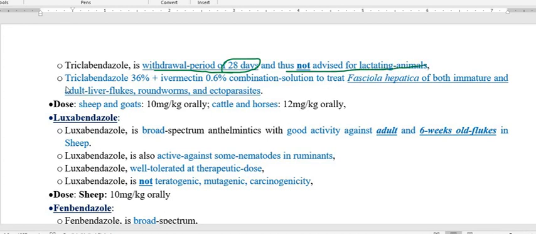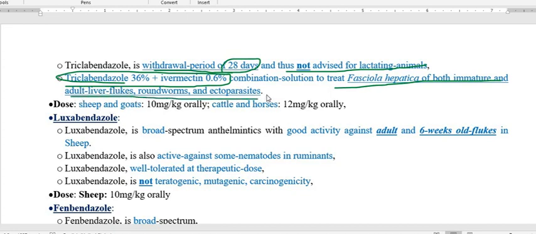It is also used in combination to enhance its efficacy. Triclabendazole comes with ivermectin, and this is used to treat Fasciola hepatica, both immature and adult liver fluke, and also against roundworms and ectoparasites. So you can say ivermectin is added to triclabendazole to broaden its activity against the roundworms and the ectoparasites.